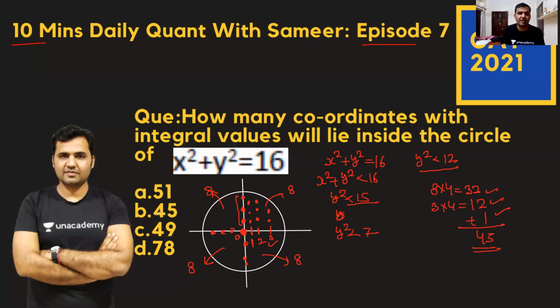So total 45 integral values for which x and y both are integers will be there, which lie inside this circle. That's it for the day.